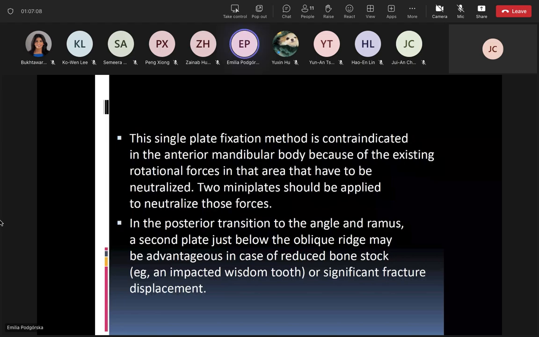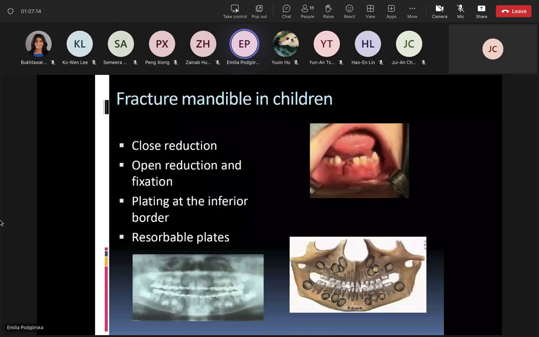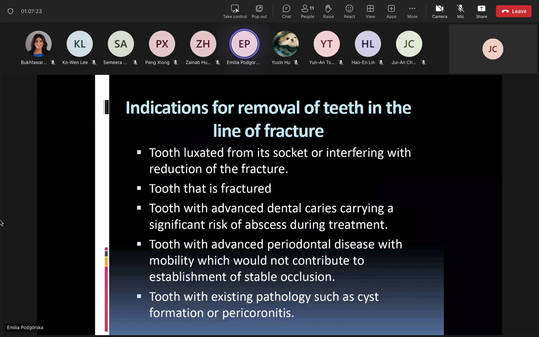Fracture of the mandible in children: closed reduction, open reduction and fixation, plating at the inferior border and retrograde placement. Indications for removal of teeth in the line of fracture: removal improves reduction of the fracture. Teeth with fractures, teeth with advanced periodontal disease and mobility, which would not contribute to the establishment of stable occlusion, and teeth with pathologies such as cyst formation and recurrences.